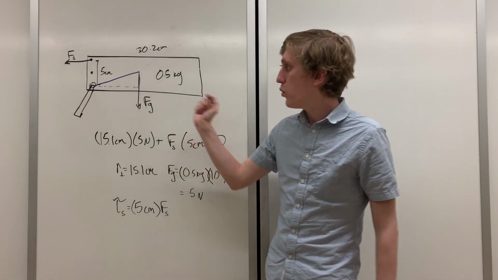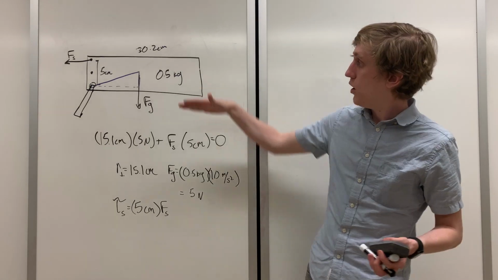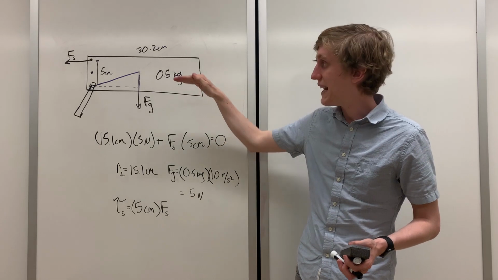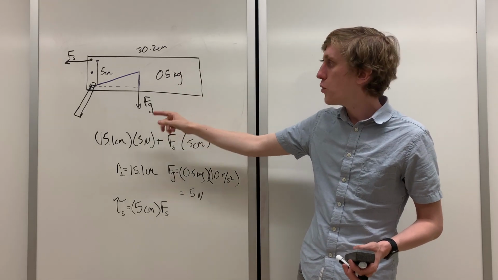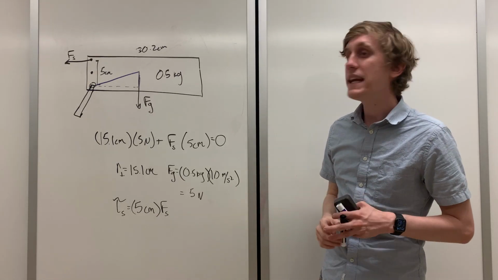If gravity was the only torque acting on this object, which way would it turn? Well, this object would just fall down this way. It would start rotating clockwise. So the force of gravity, in this example, provides a negative torque.